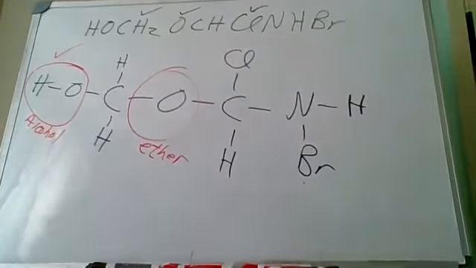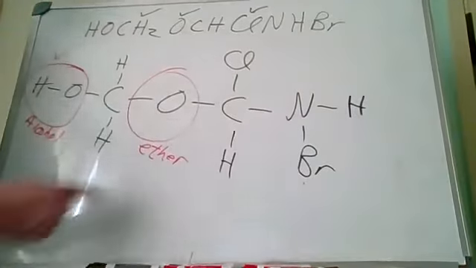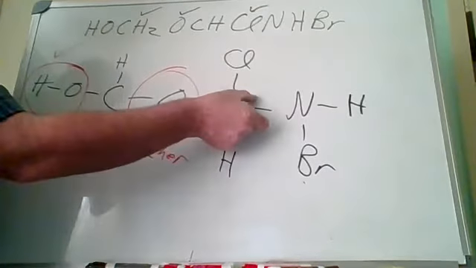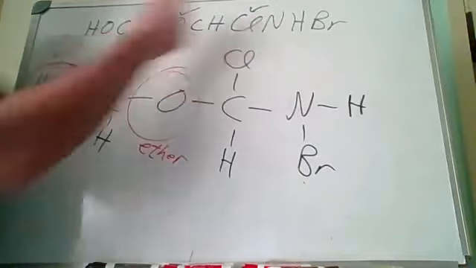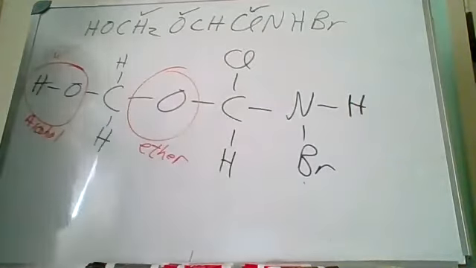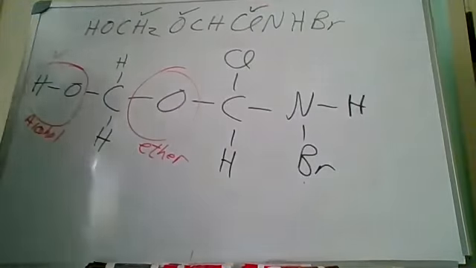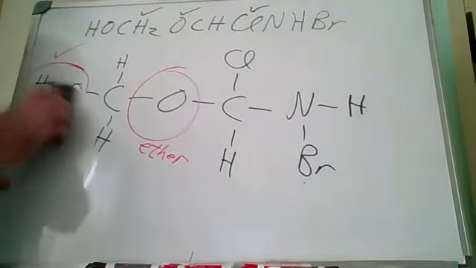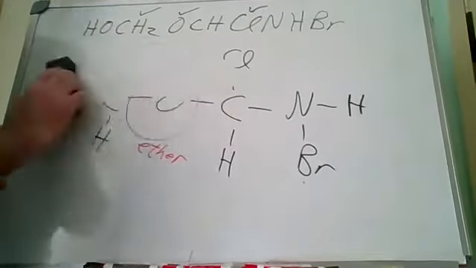But again, because you can spin around this bond right here, if I spin 180 degrees, that brings this bromine up top. I can spin around this bond, that brings the chlorine to the bottom. So that's why it doesn't really matter. Again, for double and triple bonds, it does matter. Any other question or comment? Okay, let's move on to the next one here.